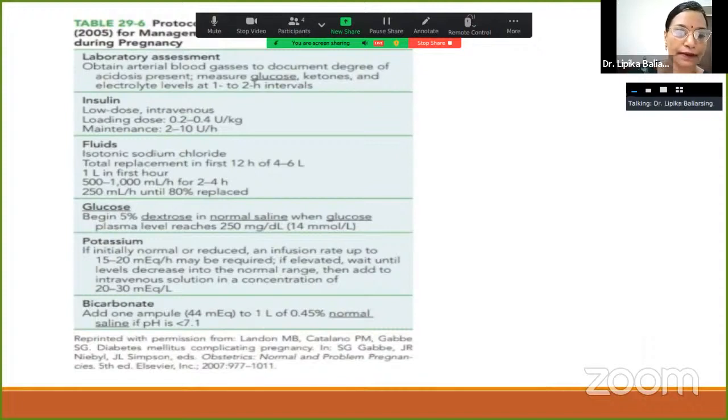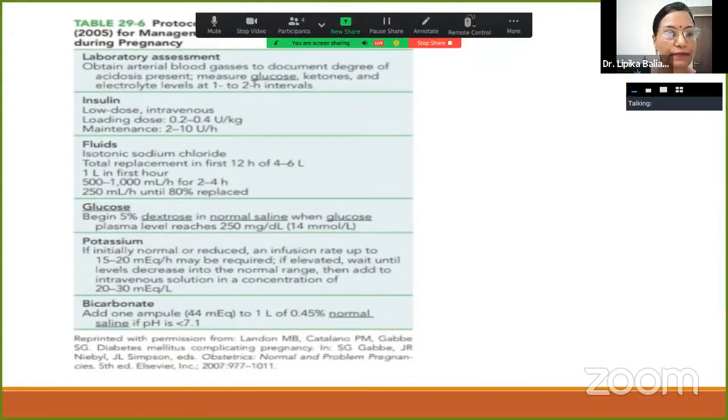This is from Nair actually. Here the insulin is always given intravenously and the loading dose is 0.2 to 0.4 unit per kg and the maintenance is 2 to 10 units per hour. And here it is important to note that the fluid used for the initial resuscitation is isotonic sodium chloride. The total replacement in the first 12 hours is 4 to 6 liters: 1 liter in the first hour, then half a liter to 1 liter per hour for 2 to 4 hours, and 250 ml per hour until 80% is replaced.